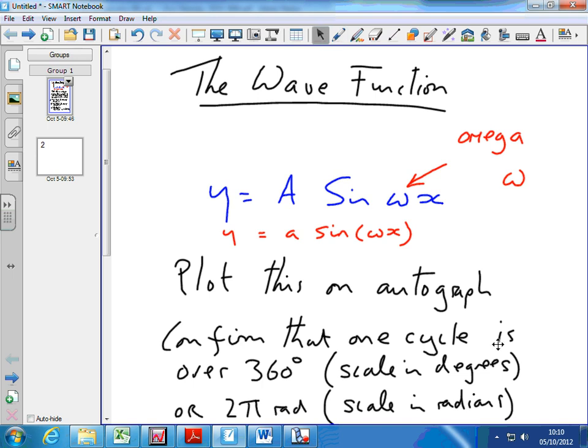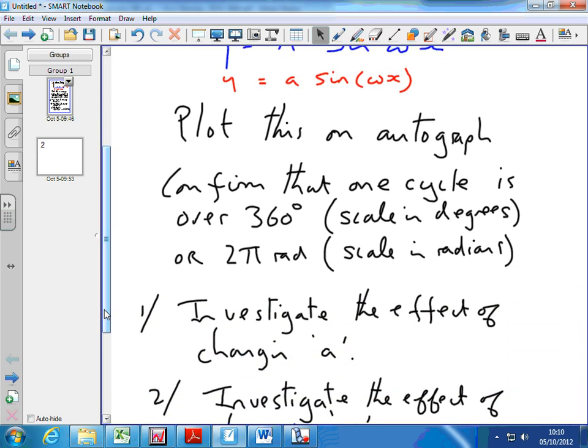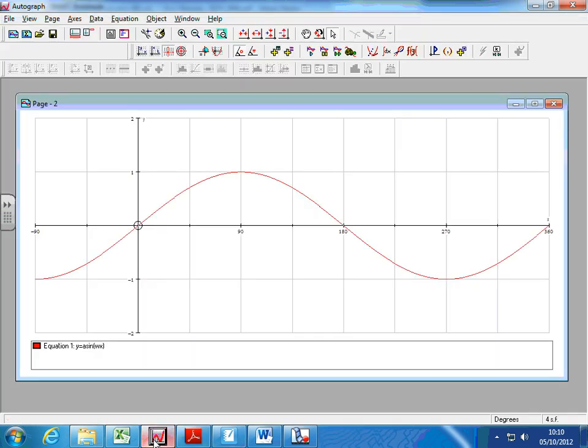And then I want you to plot that and confirm that one cycle is over 360 degrees or 2 pi radians, depending on which scale you're in. So when you investigate it, I want you to look at the degrees and the radians and just see how the two work. I want to just show you that before you get going, where those buttons are. I'll put that up again in a second, but let's just have a look at this function.